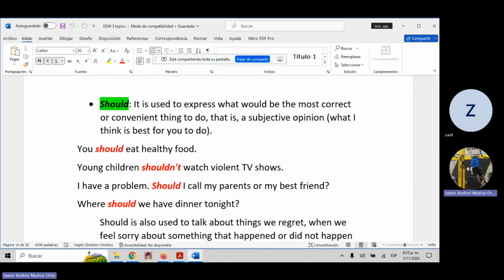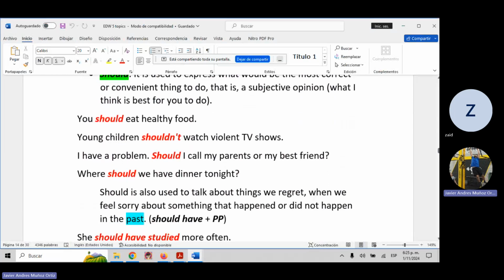Another opinion: young children shouldn't watch violent TV shows, because according to what I think, and I have no data to back this information, it's just an opinion, if young kids watch violent TV shows, they are going to be violent at the same time. An opinion. Do you have data? Is that information based in science? No, it's just an opinion. That's why we use should.